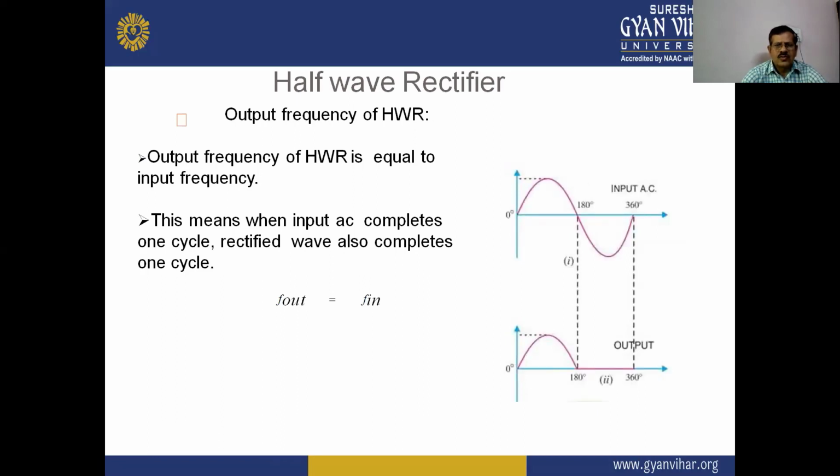What is the output frequency in a half wave rectifier? The output frequency of a half wave rectifier is equal to the input frequency. This means when the input AC completes one cycle, the rectified wave also completes one cycle. So the input frequency equals the output frequency, or there is no change in frequency between the input signal and the output signal.